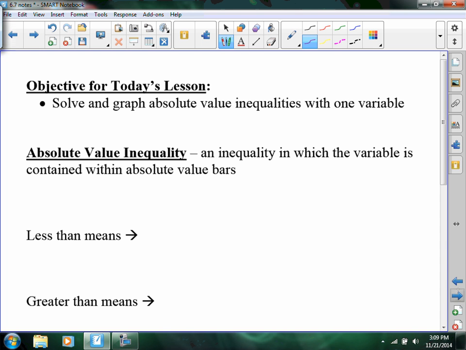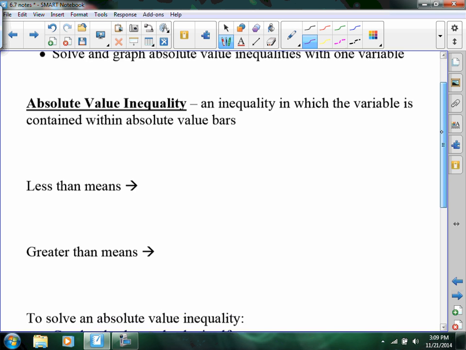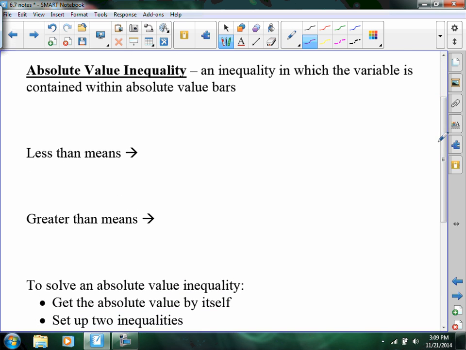And today we're going to solve absolute value inequalities and then graph their solution on a number line. Remember, anytime you're dealing with an inequality, you have to graph it on a number line. And in the previous section, we talked about absolute value equations. Now we're going to talk about an absolute value inequality. So that's just an inequality in which the variable is contained inside the absolute value bars.